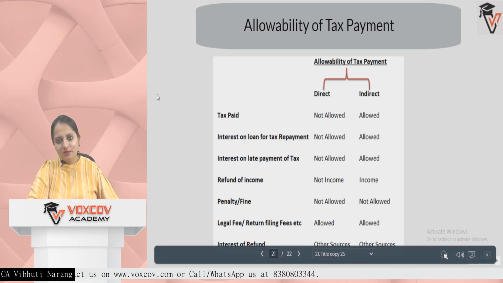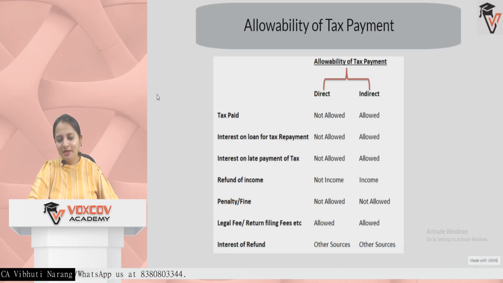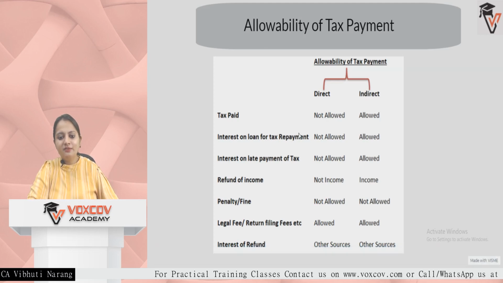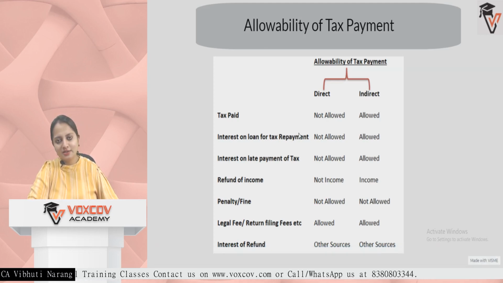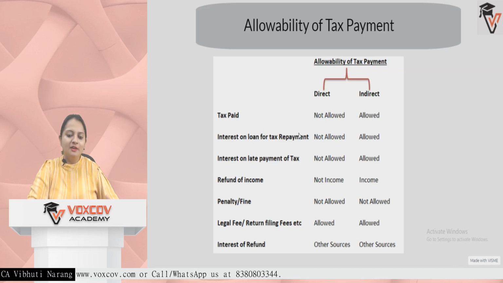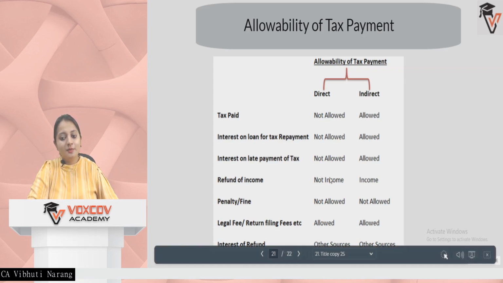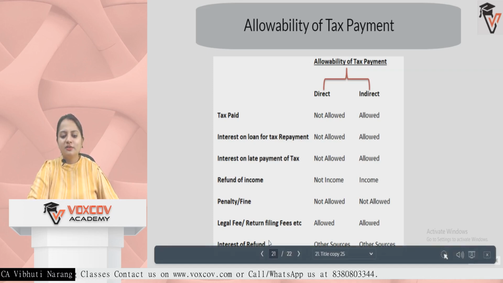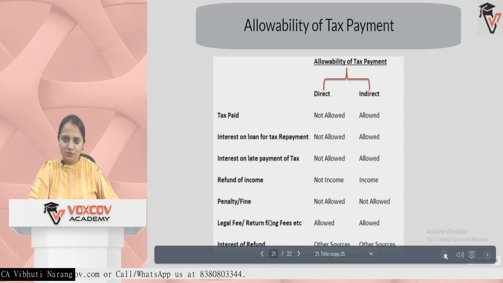If the tax is not allowed, then if you are having any loan for such tax repayment and interest is paid, then in fact that will also not be allowed. But in case of indirect tax, it will be allowed. If there is any interest on late tax, again if the normal tax is not allowed, late payment interest again is not allowed, but for indirect tax it's allowed. Refund of income tax: when the expense is not allowed, the refund cannot be recognized as income. So in that case, it is not an income, but in the indirect case, it is an income. Penalty and fine in both the cases is not allowed. If legal or return filing fees are paid, then that is allowed as deduction in both the cases. And if any interest on refund is received, then it will be charged under the head other sources.